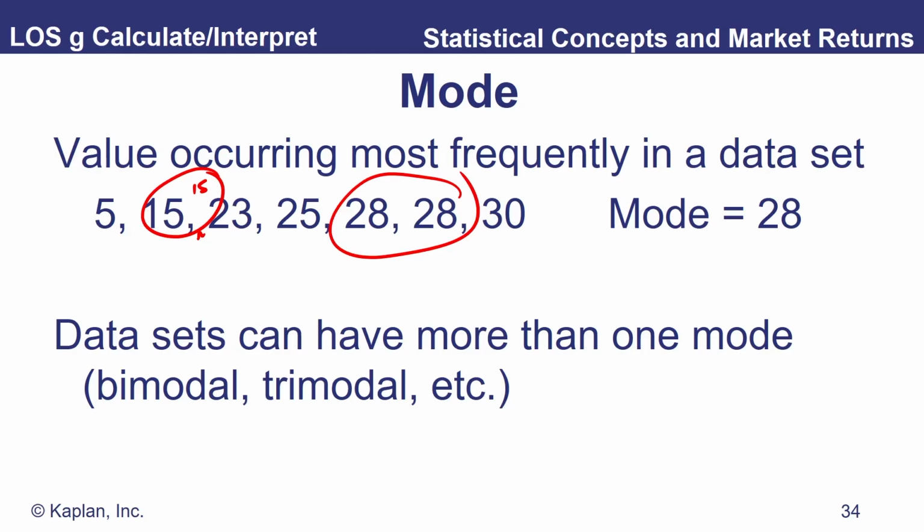case that would be a bimodal distribution. So note that you can have more than one mode. Remember, with arithmetic mean and median, you can't. There is only one arithmetic mean, there is only one median value, but there can be multiple modes potentially.